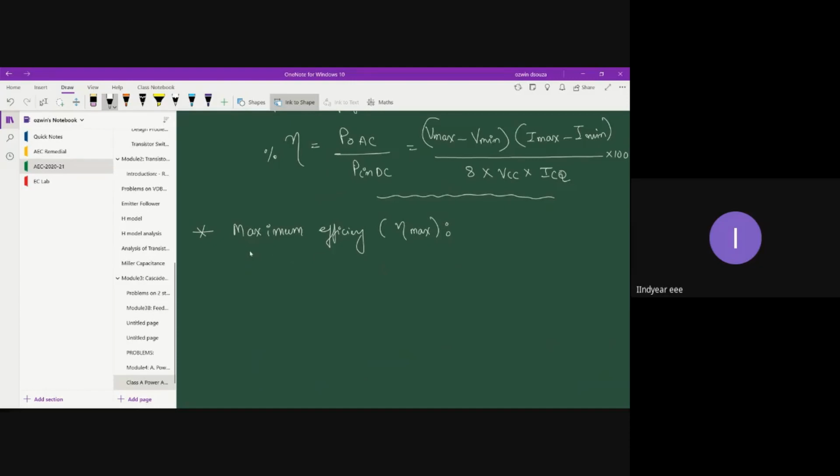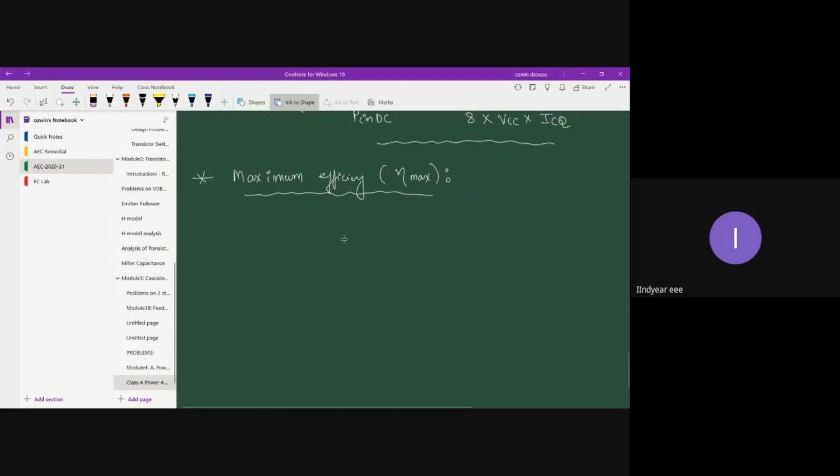In any physical device, it could be an electric machine or any other electronic circuit, you can also try to find out the maximum efficiency given by that particular device under optimum conditions, right? Similarly, you can find out the maximum efficiency for a power amplifier as well. Now, in order to find the expression for maximum efficiency, firstly I have to recreate the load line characteristics.